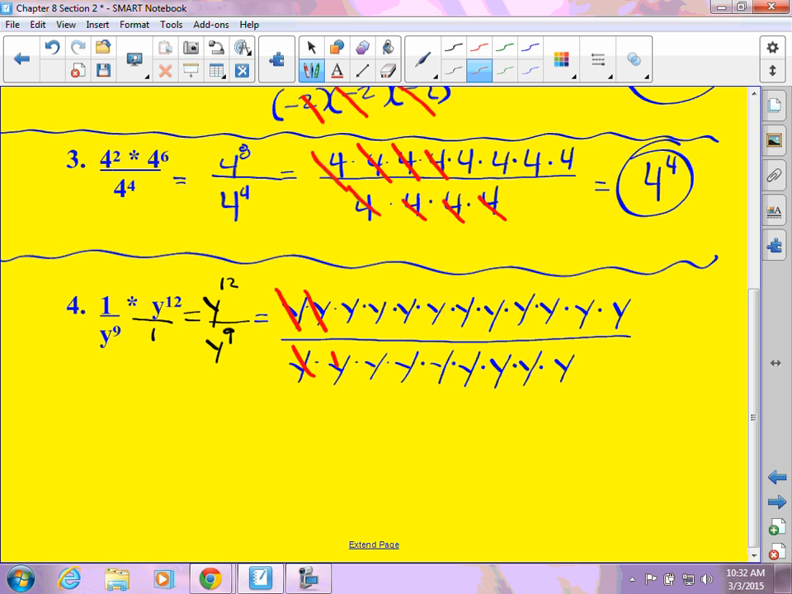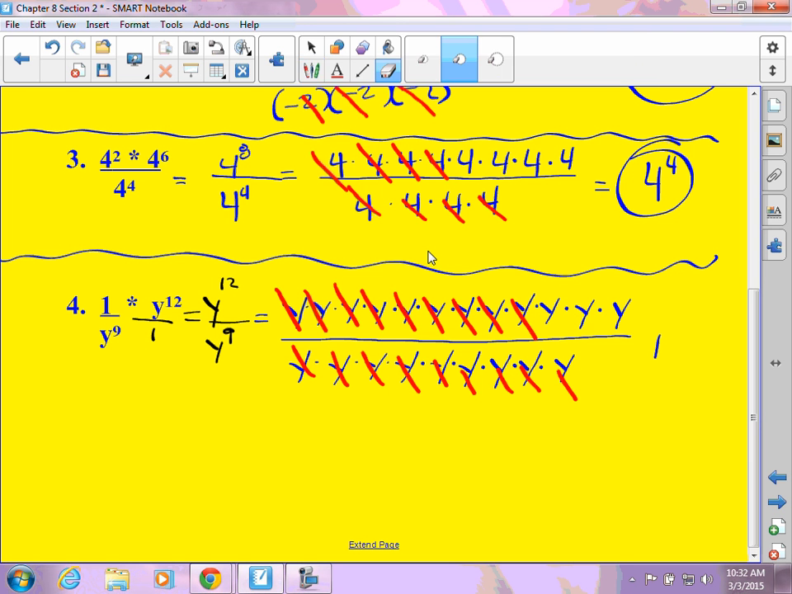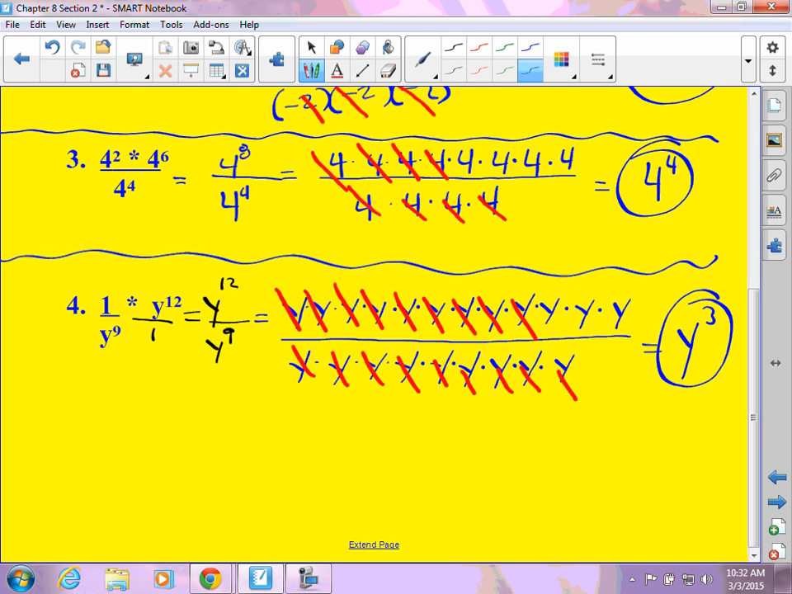And I end up with what? How many y's do I have left over? 3, so it's y to the third. So when in doubt with these rules, you could always do this and figure out what the rule is.